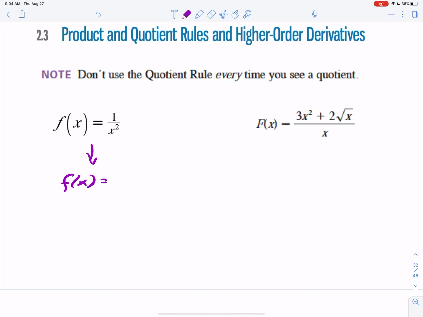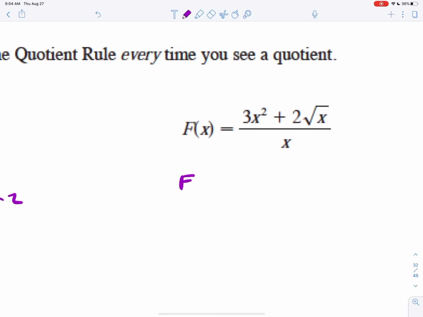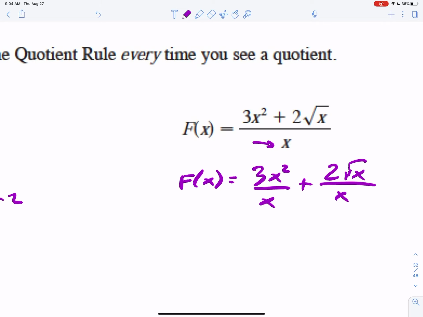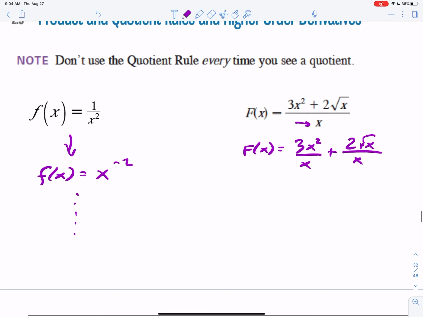Here, we can rewrite to avoid the quotient rule. Okay, you guys saw that earlier. And then you could just take the derivative there, which I won't do. Now here, it's a little bit tougher to see. But usually when you're dividing by a single term, you could probably avoid the quotient rule. And here's how. 3x squared and 2 radical x can each be divided by that x there. Okay, kind of like when we dealt with the limit definition of a derivative, okay? So here, 3x squared divided by x is just 3x because 2 minus 1 is 1.